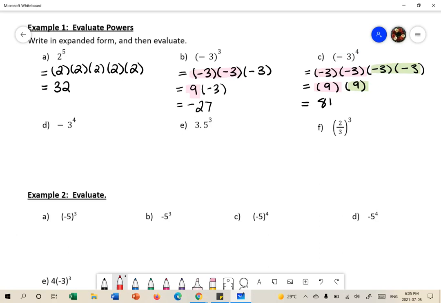If the bracket is present and there is a negative sign in the bracket, that negative is included with the base. Okay, so the base is everything inside of the bracket and must be multiplied by itself however many times the exponent is. And in D, the base is just 3 and will multiply by itself 4 times and then add a negative in front of it. So this is the same as saying negative 3 times 3 times 3 times 3, which is equal to negative, and then 3 to the power of 4 is 81.